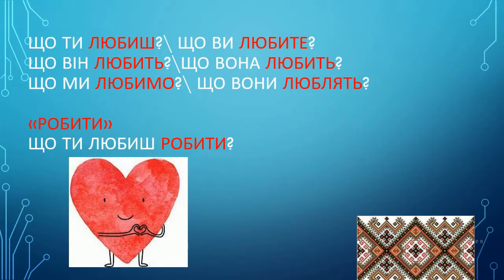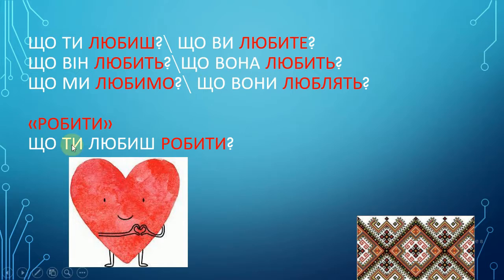The question sounds like що ти любиш? Що ви любите? What do you like? The difference between ти, ви, I was talking about it in my previous videos. Please look through them, you will find all the answers. Що він любить? Що вона любить? What does he like? What does she like? Що ми любимо? Що вони люблять? What do we like? What do they like?